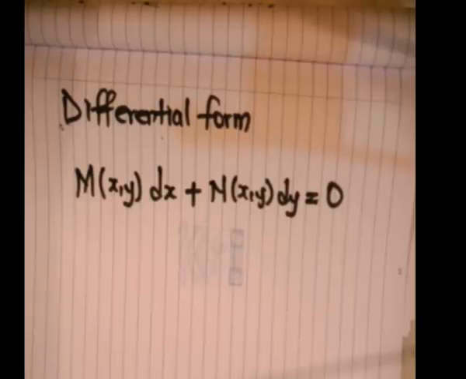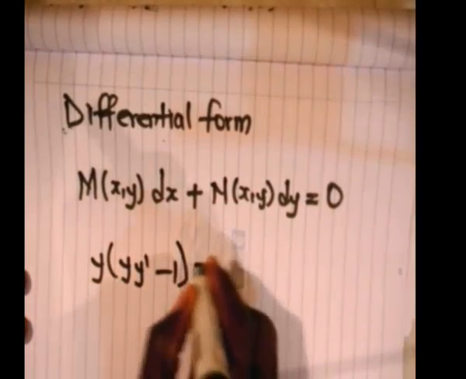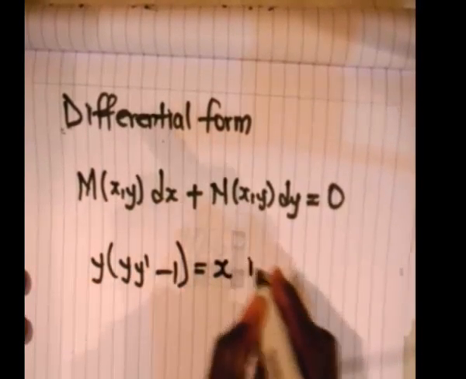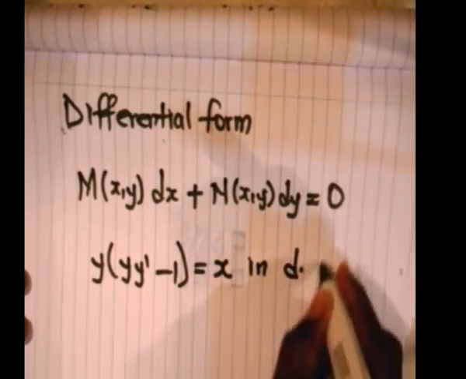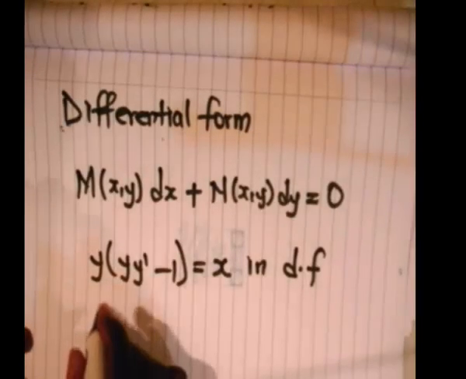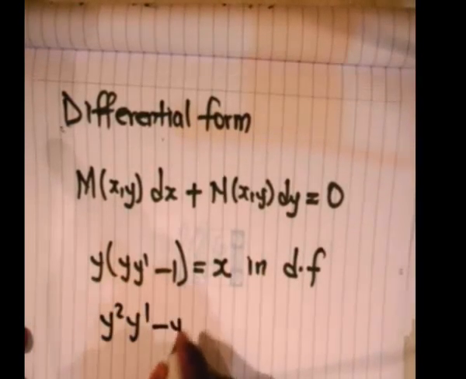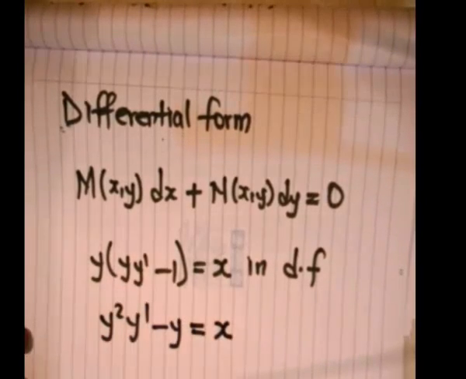Let's look at this question together. Write the differential equation y(y' minus 1) equals x in differential form. So the first thing, expand the bracket. y squared y' minus y equals x.